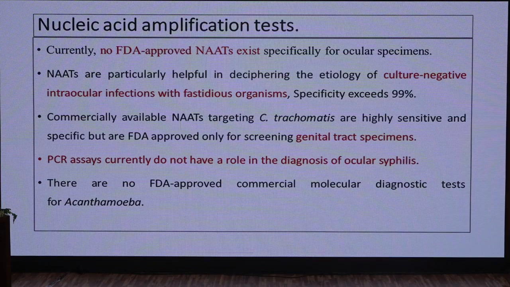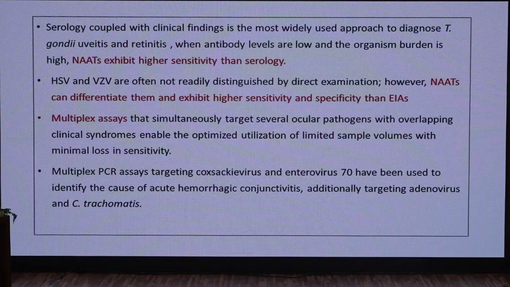Commercially available NATs target Chlamydia trachomatis and are highly sensitive, but FDA approved it only for screening of genital specimens. PCR arrays currently do not have a role in diagnosis of ocular syphilis. And also there are no FDA-approved commercial molecular diagnostic tests for Acanthamoeba. Although NAT exhibits higher sensitivity than serology in cases of diagnosing Toxoplasma gondii, multiplex assays, PCR, have recently been introduced where you can detect more than one virus, and the turnaround time is also short, like within 3 hours.